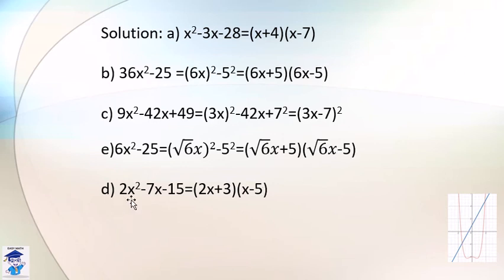And number D, 2x squared minus 7x minus 15. So 2x squared means 2x times x, and minus 15 is 3 times 5. Here 5 is negative because the middle term is negative 7x. Here we can see that 2x times negative 5 is negative 10, and then plus 3x is negative 7x, right? So the answer of D is 2x plus 3 and then times x minus 5.